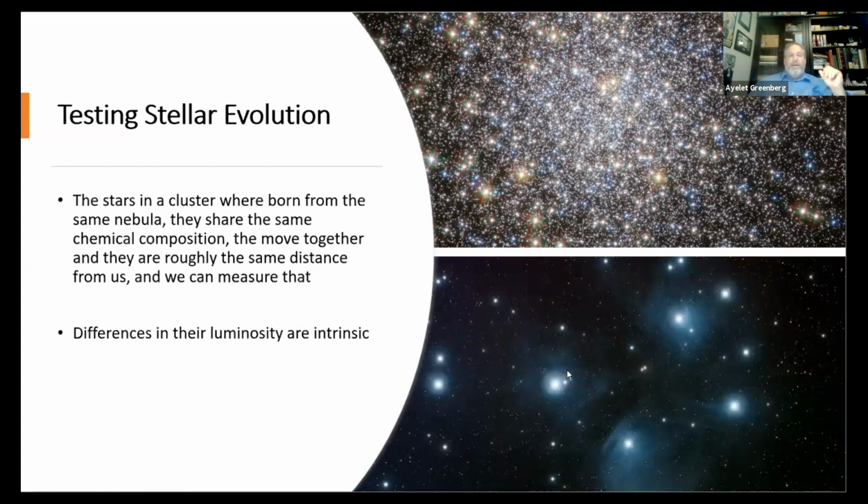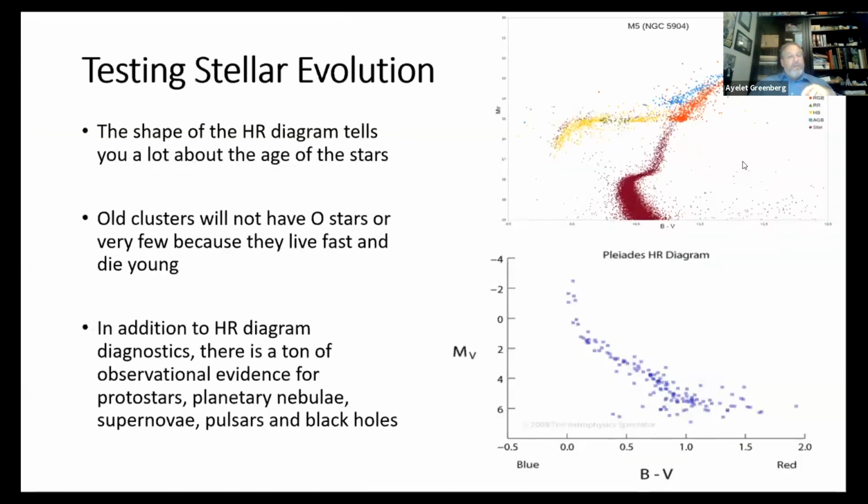Now, what I'm going to show you next is the HR diagram, the Hertzsprung-Russell diagram, of each one of these clusters. So at the top, you're going to see the M5 diagram. At the bottom, you're going to see M45 or the Pleiades. And what you can see here is these diagrams are completely different. And they're telling you a story about the age of these stars.